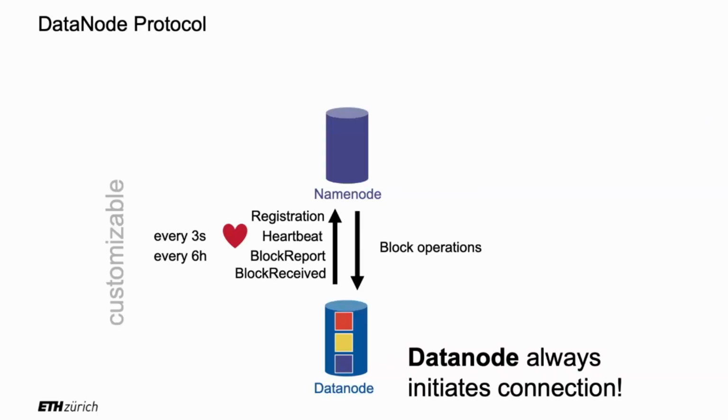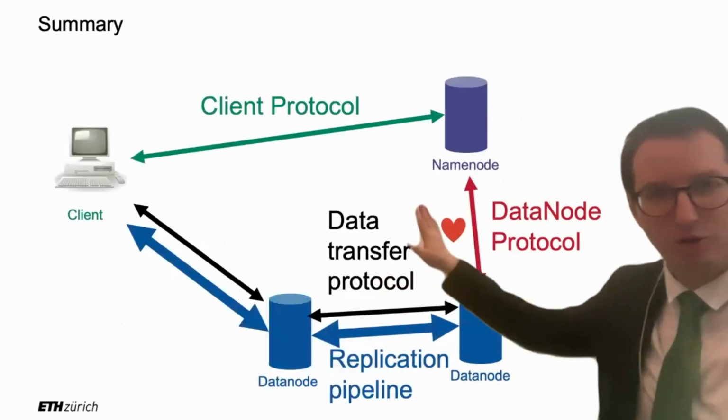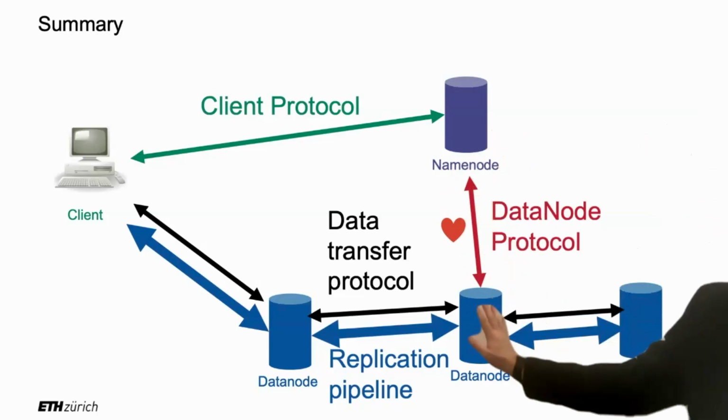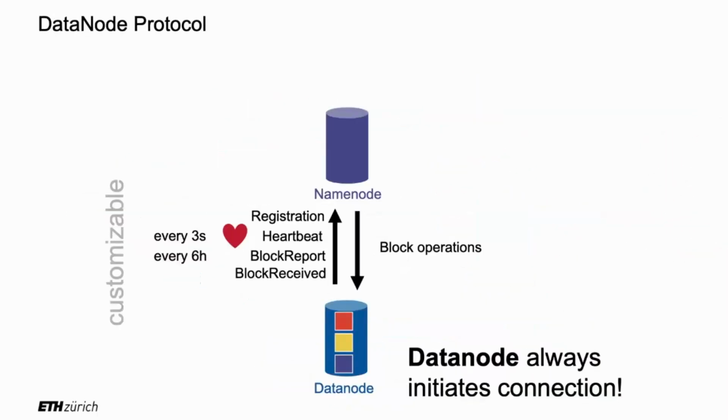Then we have the second protocol, which is the data node protocol. The data node protocol is right here, between the name node and data node. The data node protocol has several components. The first component is the registration.